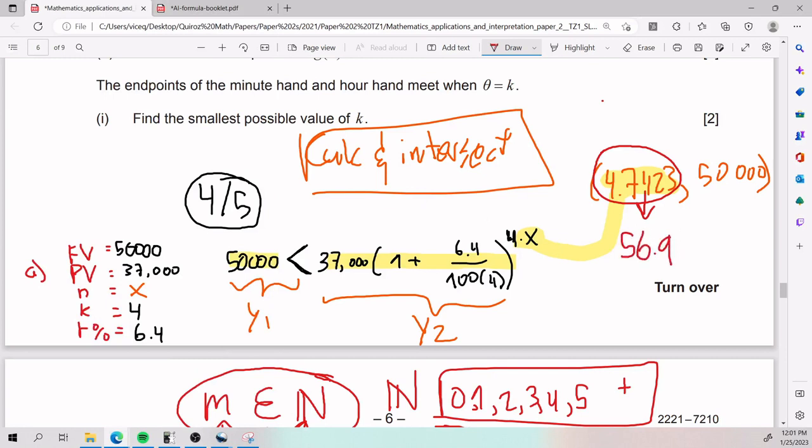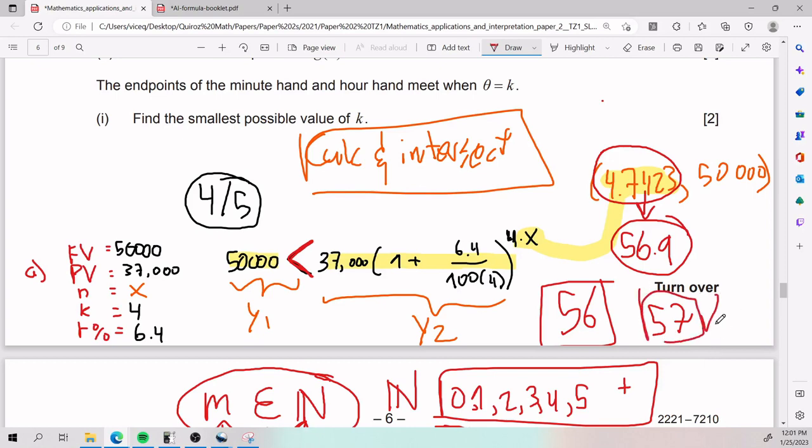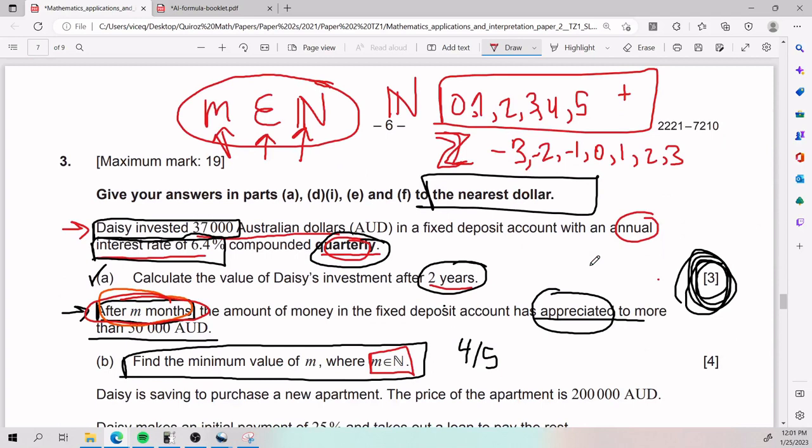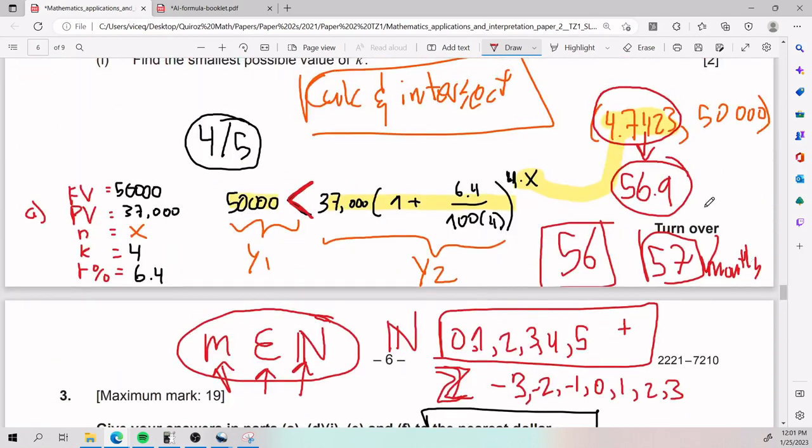All right. And so because we need to give our answer in whole numbers, giving the answer as 56 is not enough, because at 56 I still have not completed this inequality. But at 57, it is beyond 56.9. This is the right amount of months, or the minimum amount of months, better said, in order for this part B to be true. See? So part B is simply going to be 57 months.